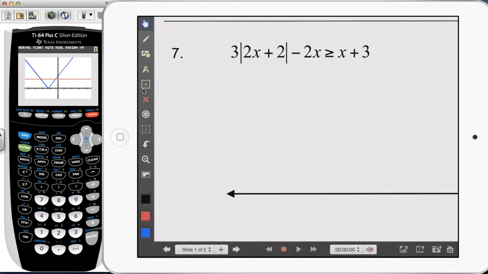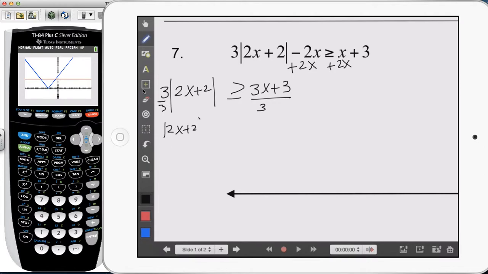It's the same concept even if you have variables on both sides of the equation. So let's try working on that. You have to add 2x to both sides. Remember, you always try to isolate your absolute value no matter what. Now, after you do that, you have to divide by 3. So you get absolute value of 2x plus 2 to be greater than or equal to x plus 1. There you go. You isolated your absolute value.